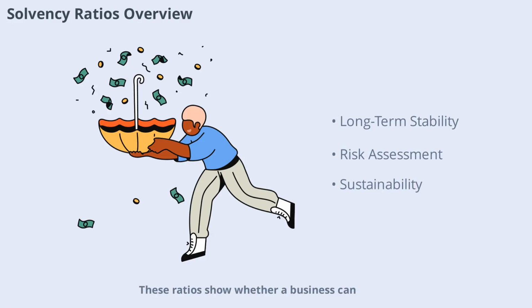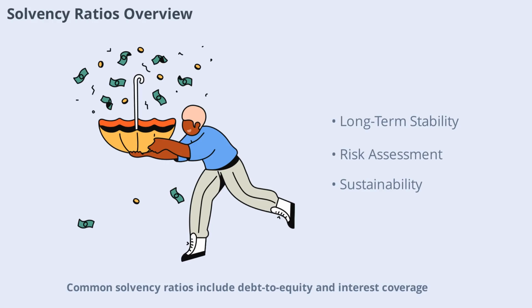Solvency ratios help us assess a company's long-term financial stability. These ratios show whether a business can meet its long-term obligations and survive tough times. Common solvency ratios include debt to equity and interest coverage. We'll explain how each is calculated and what they reveal about a company's risk and sustainability.